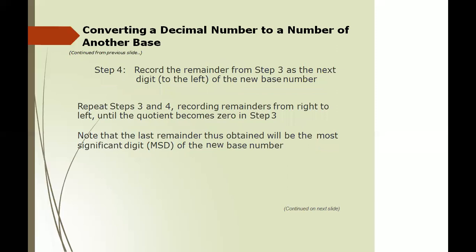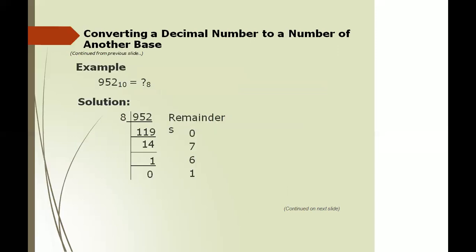And here step four is record the remainder from step three as the next digit to the left of the new base number. I think it's a little bit clumsy to get all these steps here, but practically it's so much easier to convert any number. Here we have an example to convert a decimal number to another base, that is, octal base.